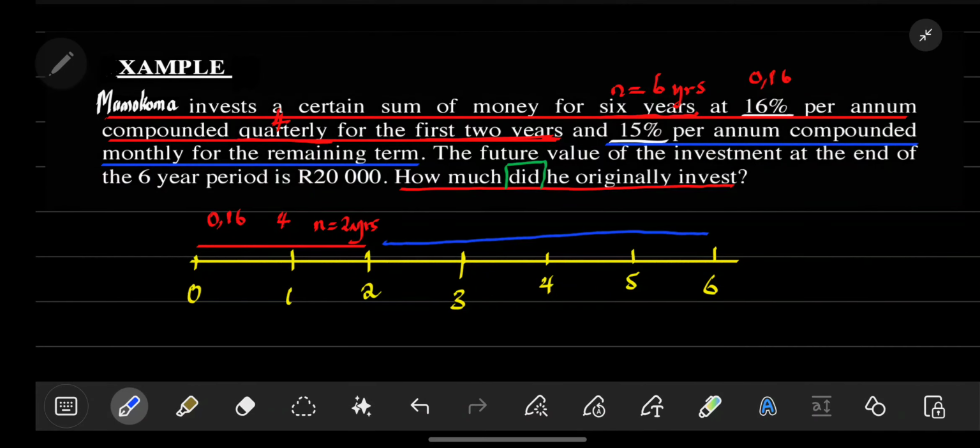This is your remaining term. From here to there, it's your remaining term. So can we give the details on the remaining term? It's 15%. So 15%, of course, you know that it's going to be 0.15. Compounded monthly, it is 12.